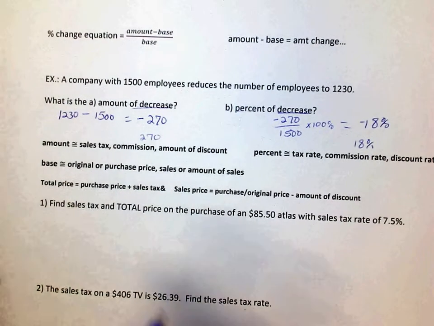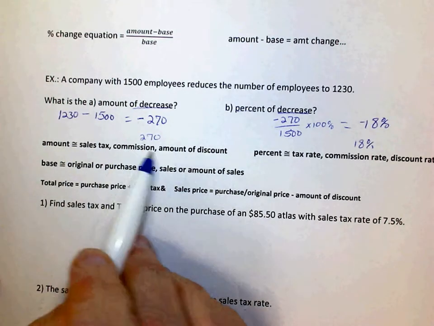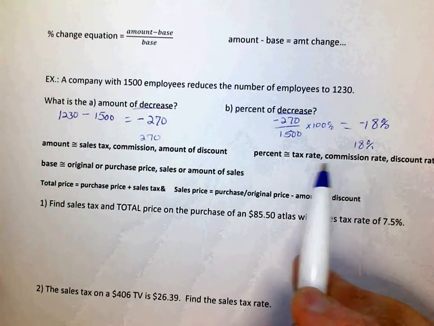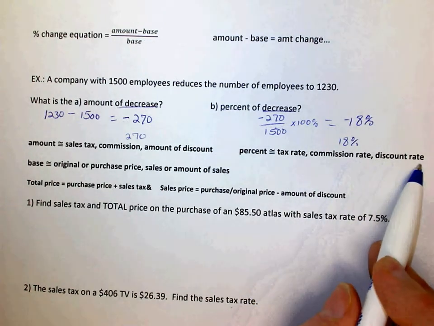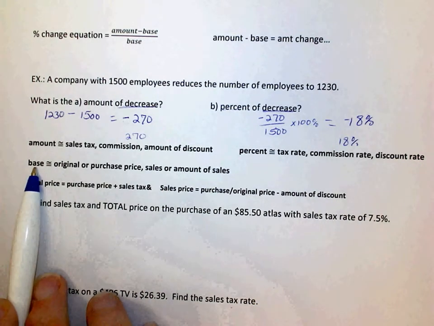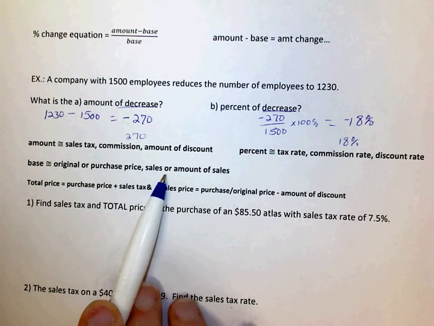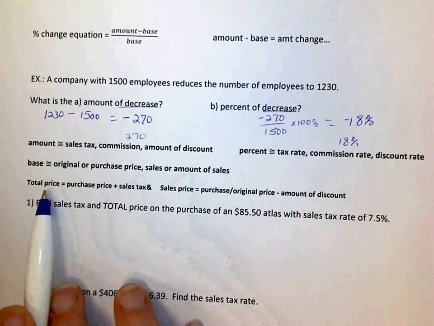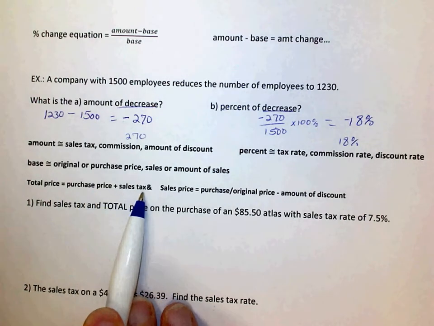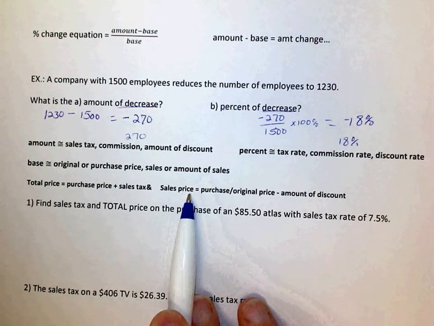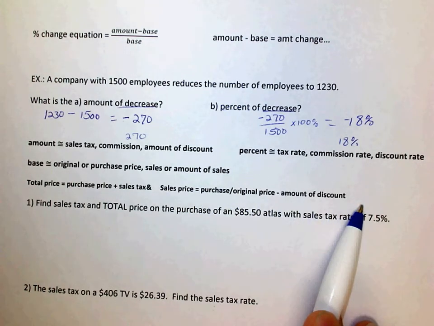Now, amount can be called sales tax, commission, amount of discount. Percent can be called tax rate, commission rate, discount rate. Base can be called original or purchase price, sales, or amount of sales. Now, total price is your purchase price plus your sales tax. Sales price is equal to your purchase or original price minus the amount of discount.